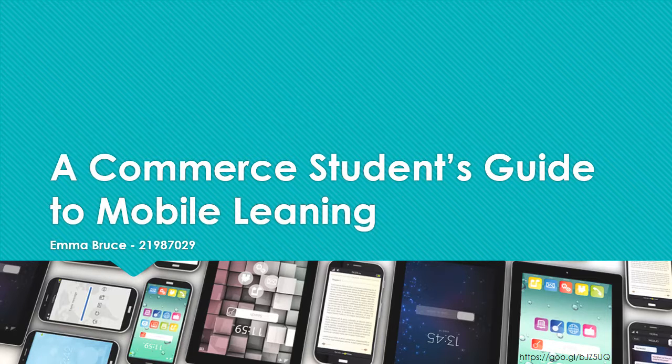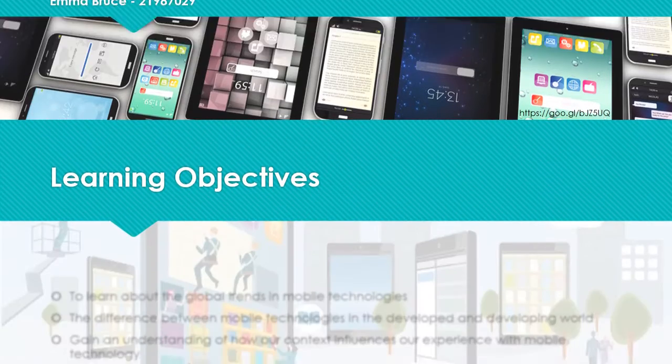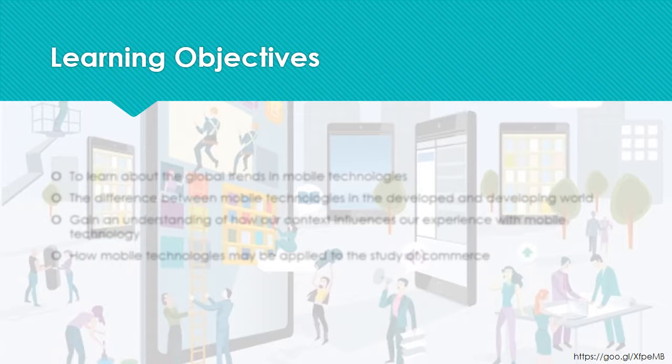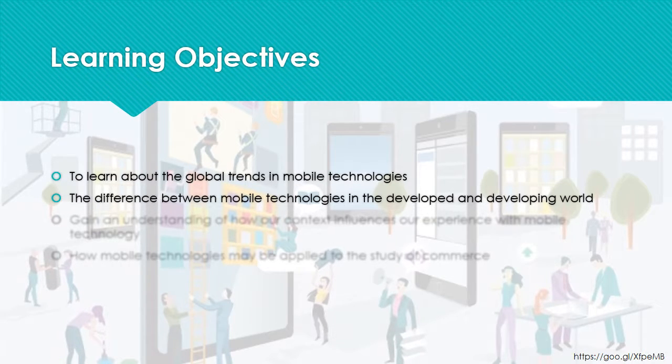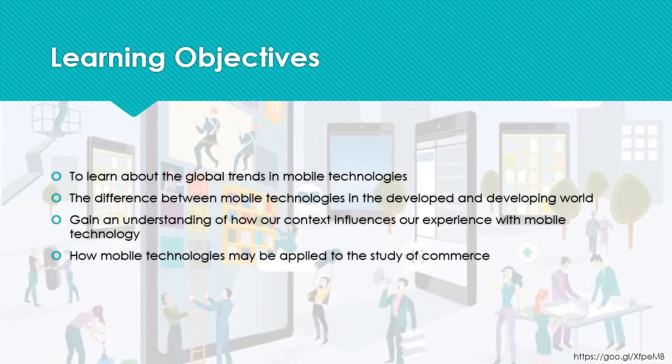A Commerce Student's Guide to Mobile Learning. The learning objectives of this guide are to learn about the global trends in mobile technologies, the differences between mobile technologies in the developed and developing world, to gain an understanding of how our context influences our experience with mobile technology, and to learn how mobile technologies may be applied to the study of commerce.